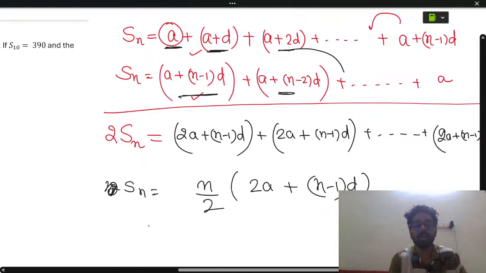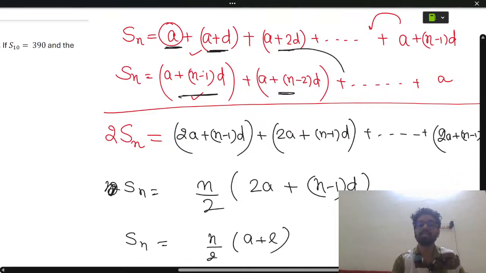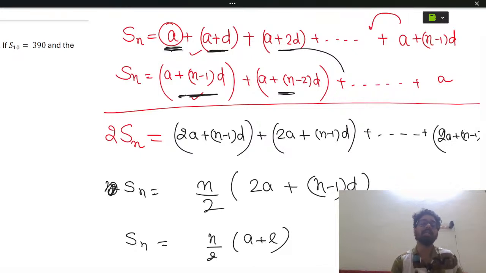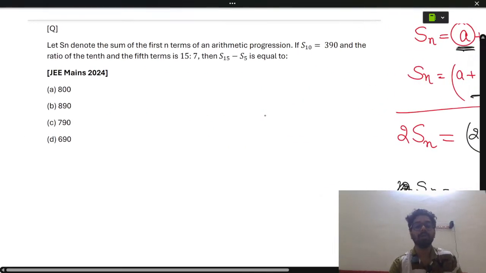Some people write, as you will see in the textbook, this as a plus l. So yes, we can say this is the addition of the first term and the last term. And here one more thing we can say, that equidistant terms add to the same number. So first term and last term, second term and second last term, third term and third last term. So the sum of equidistant terms in an arithmetic progression is constant, as 2a plus (n minus 1)d. Alright, so that's how we have got the formula.